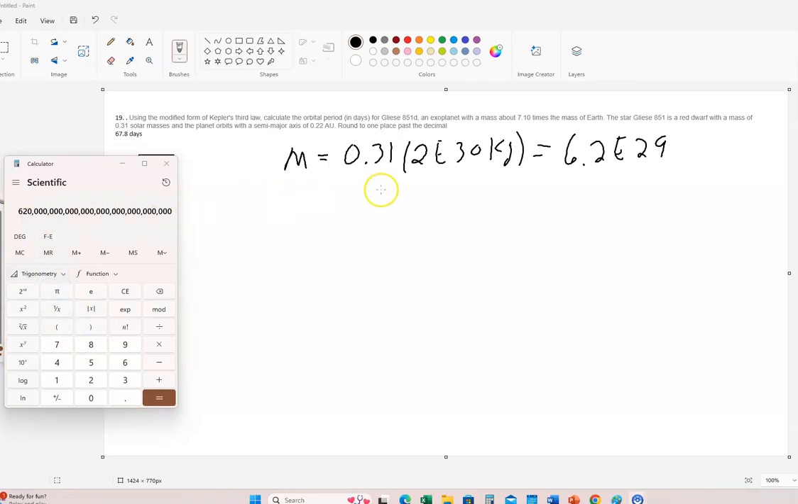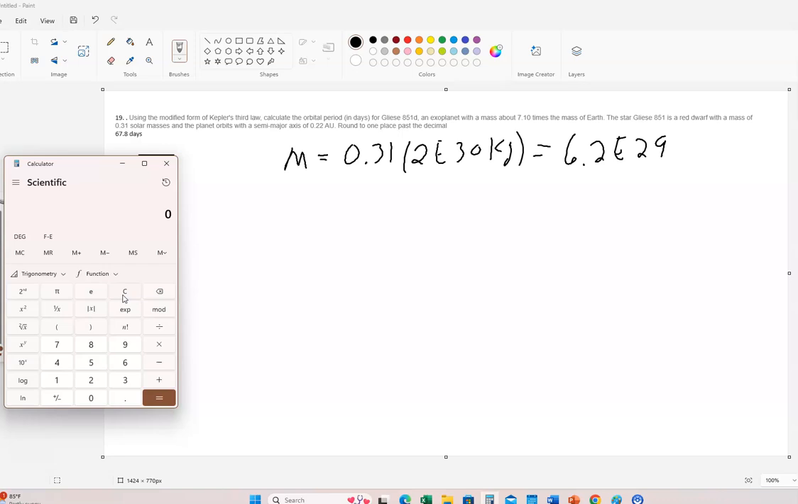All right, so it turns out it's 6.2 times 10 to the 29th. I've stored that in the calculator. Just to prove to you that this is 10 to the 29th, I'm going to take that number and divide it by 1 times 10 to the 29th. This should give me 6.2, and of course it does. So the mass of this star is 6.2 times 10 to the 29th.